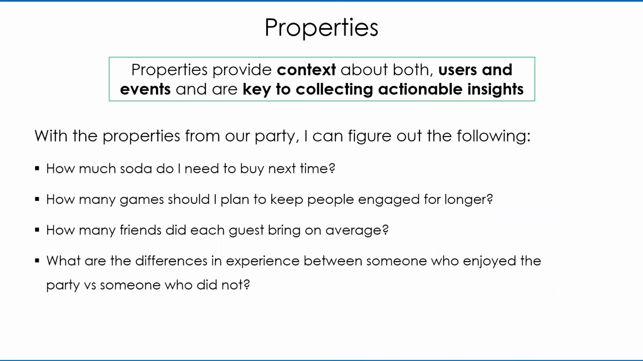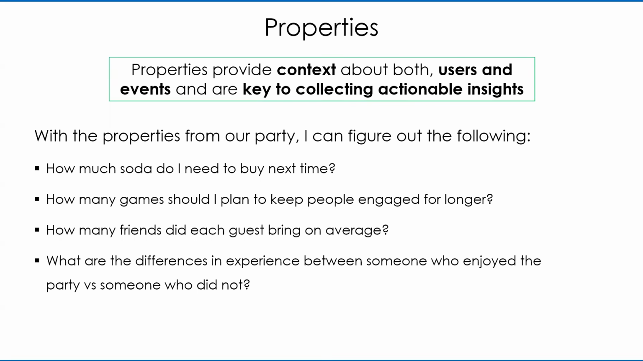So properties provide context about both users and events and are key to collecting actionable insights. So with the properties from our party, I can figure out the following. Since I'm paying attention to what category of drink everyone was having, I know how much soda I need to buy next time. Since I know how long each person is playing a game on average, I can plan the amount of games accordingly to keep people there for even longer. How many friends each guest brought will tell me how much additional food, drink, whatever I need to prepare.